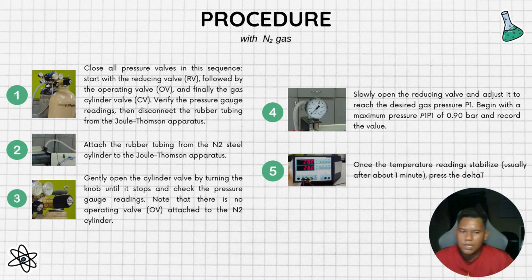Okay, after that, please disconnect the rubber tubing from the Joule Thomson apparatus, which is the rubber tube that we use for CO2, to replace it with the nitrogen gas. Second step, connect the rubber tubing from the nitrogen steel cylinder to the Joule Thomson apparatus. The next step, until step 5, is actually the same as the previous step.